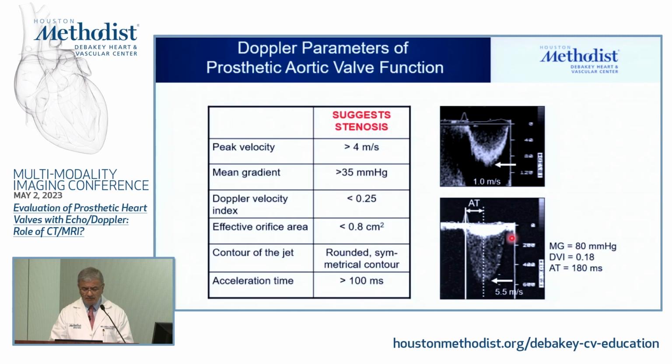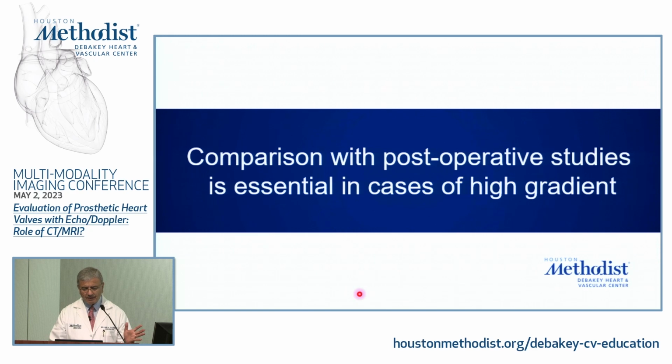And this is from the 2009 guideline. Not going to change much from that point of view. Peak velocity suggests stenosis greater than 4, mean gradient greater than 35, Doppler velocity index less than 0.25, effective orifice area less than 0.8, a rounded symmetrical contour with an acceleration time that's long. We look at all these variables to try to understand it, but also at the same time, very important for the clinician and the sonographer, you have to compare the post-operative studies to the ones that you're seeing now.